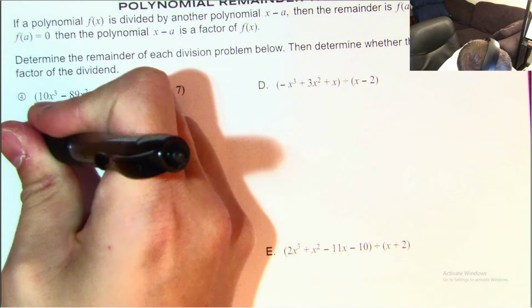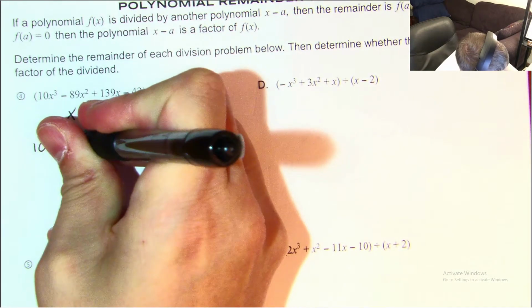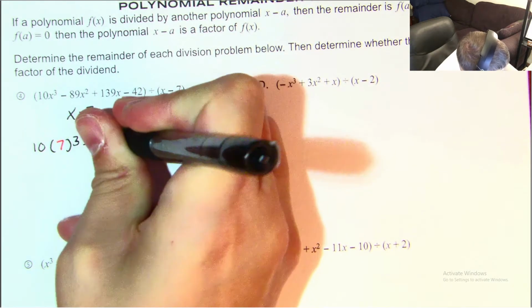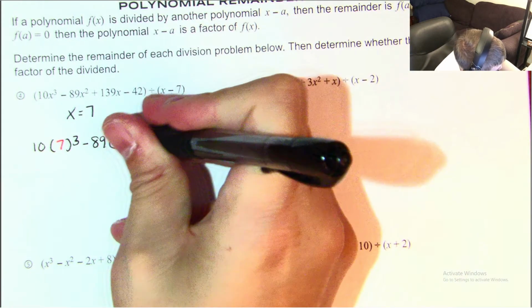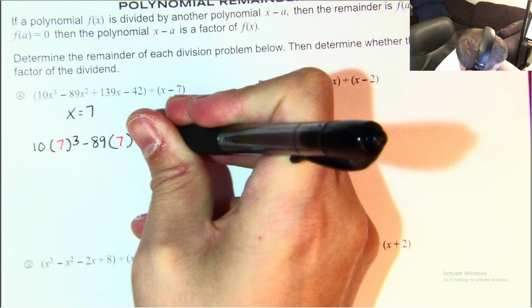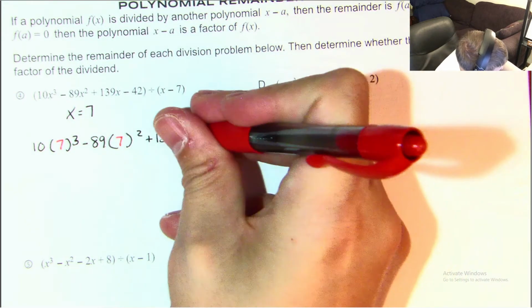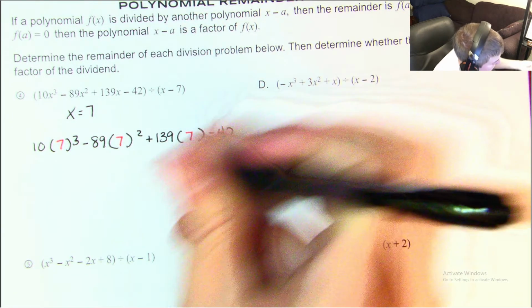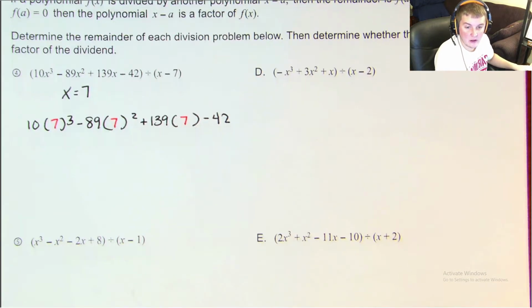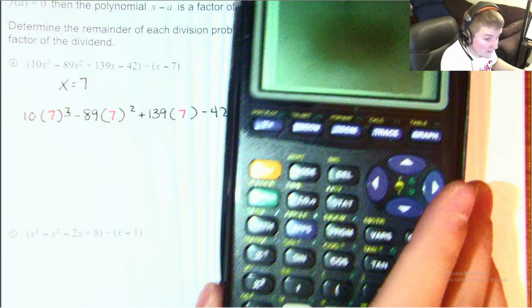So if I take 10 times 7 cubed minus 89 times 7 squared plus 139 times 7, and then subtract 42. If it's 0, that means it is a factor. So we can do this all in the calculator.